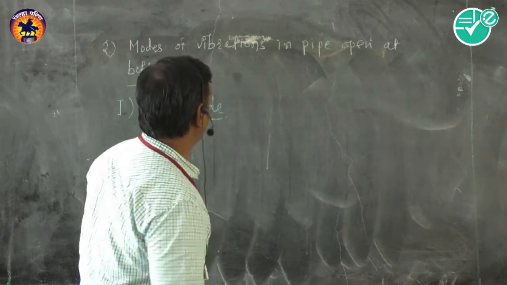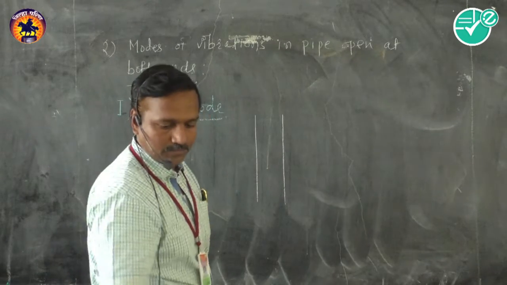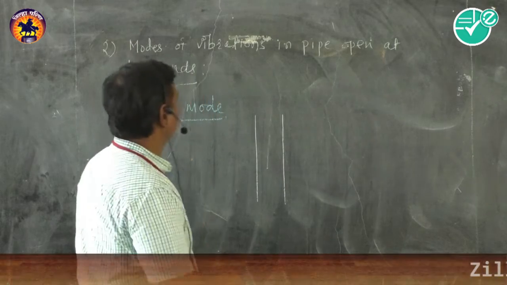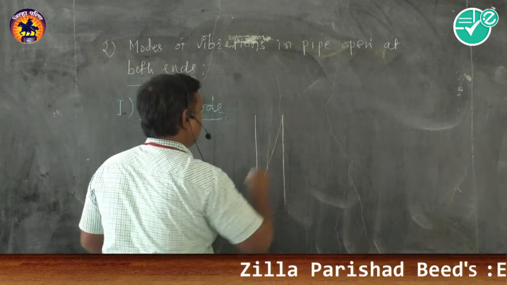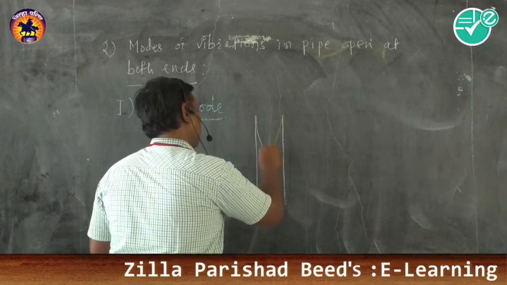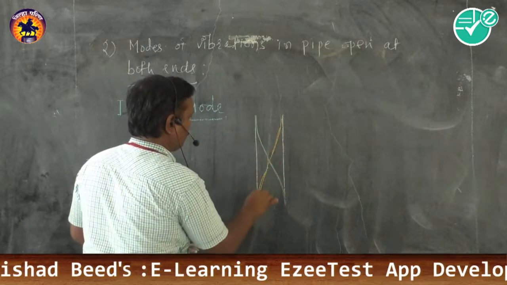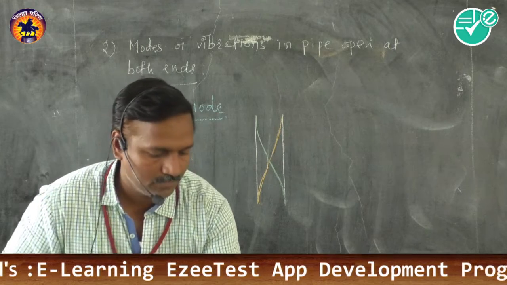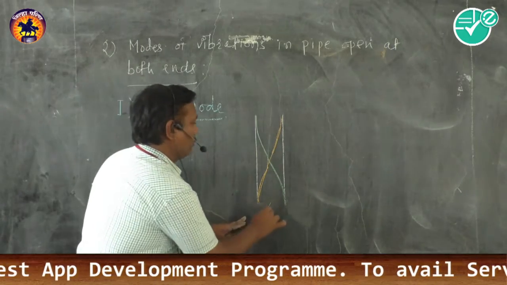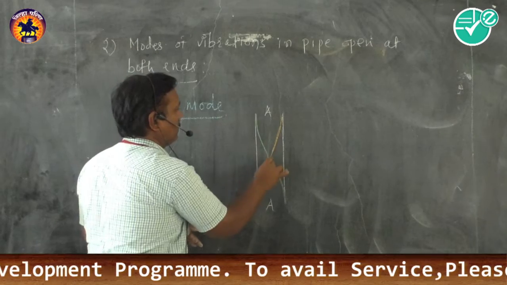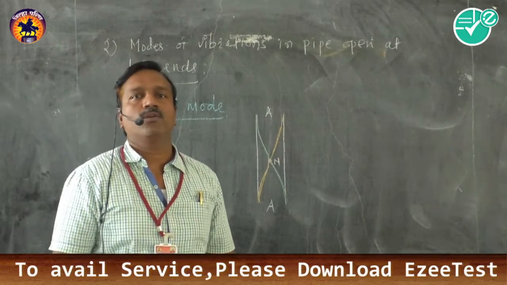Therefore, using the first mode, the boundary conditions must be satisfied. Again, look at that, the boundary condition is satisfied: an antinode is formed at the open end, and at the closed end there must be the formation of a node.